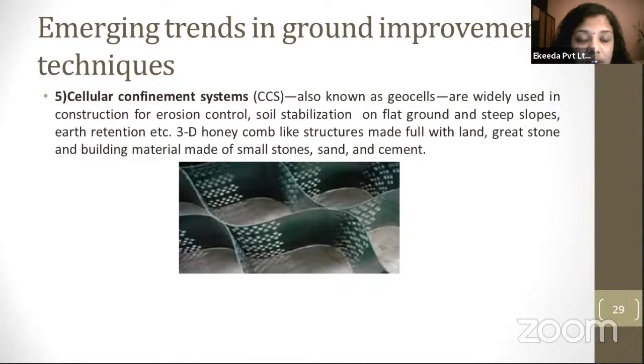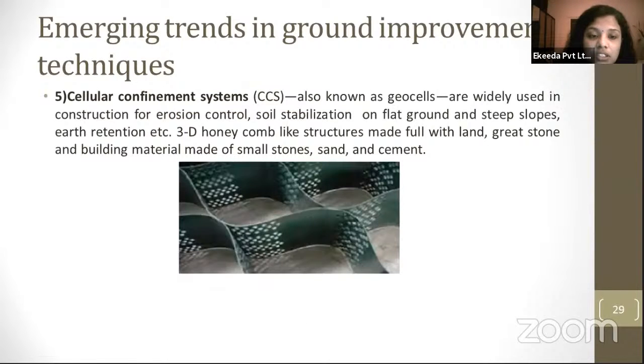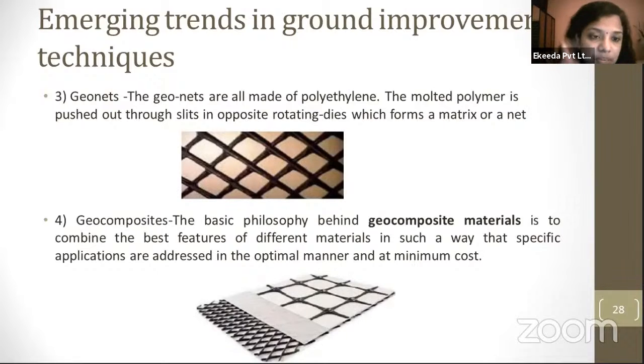Next is the cellular confinement system. CCS, also known as geocells, are widely used in construction for erosion control, soil stabilization on flat ground and steep slopes, earth reinforcement, etc. You can see it's like a honeycomb structure filled with land, gravel, stones, building materials. Okay, thank you. All these are about the latest ground improvement techniques.